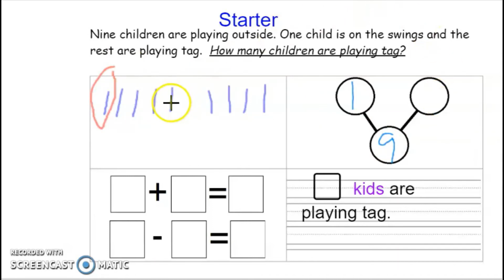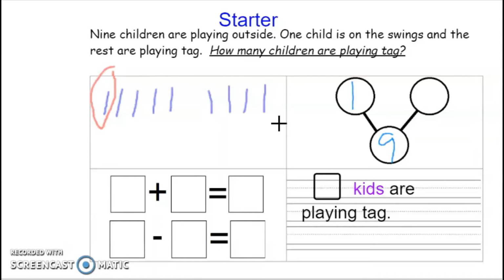Let's go back and look at our picture to help us. I have 1 kid here who is on the swings, and then the rest are playing tag. What do you notice about our picture? What do you see in our picture? Go ahead and tell a friend or a family member.